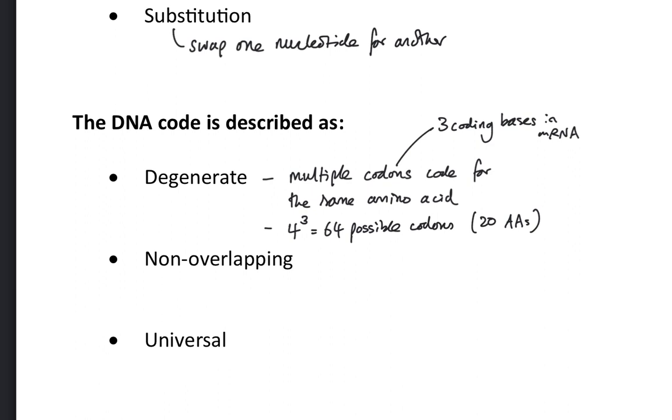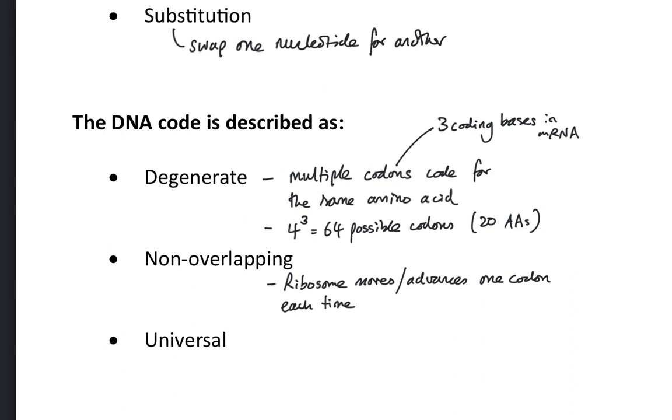Next one is non-overlapping. This one's important as well in mutation. This is that the ribosome always moves 3 bases or a codon. So the ribosome advances 1 codon each time. So it moves from codon to codon to codon to codon. It doesn't advance 1 base. Therefore, again, that can have implications for basically causing a frame shift.